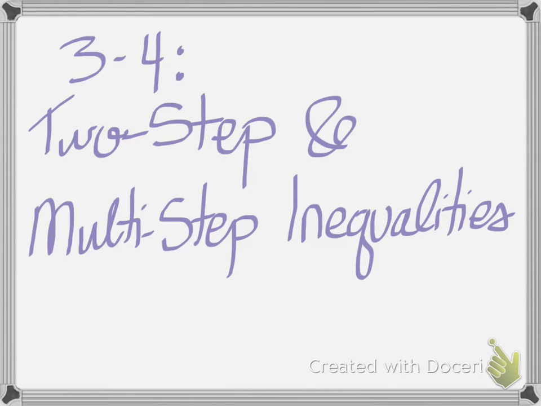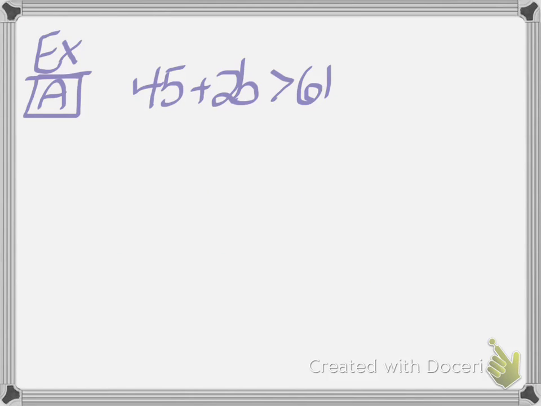This is 3-4, two-step and multi-step inequalities. We're going to use the same processes we used for equations, and just have our inequality symbols change. So we have 45 plus 2b is greater than 61.